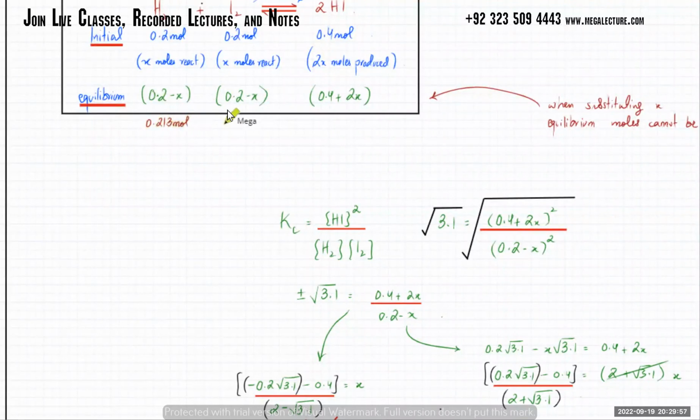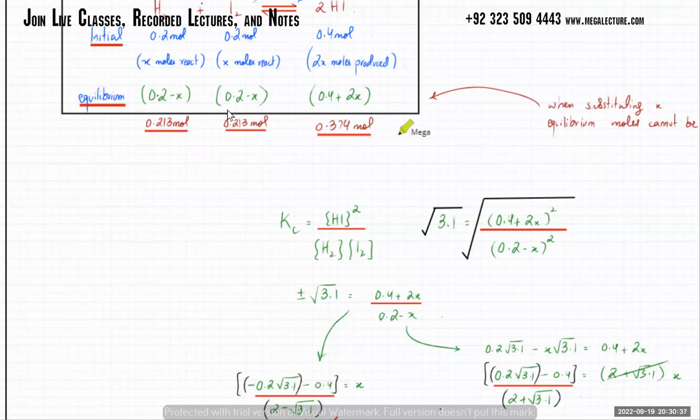So you're getting 0.213, and this will be the same, right? 0.213. What about the other side? -0.013. What do you get over here? And remember, it's minus. So 0.4 minus 2 times 0.013, we're getting 0.374 moles for this.